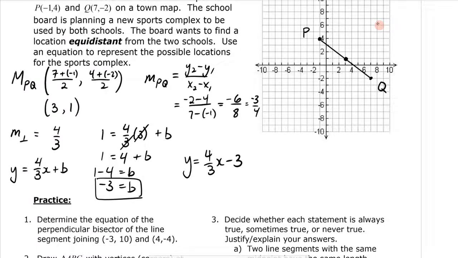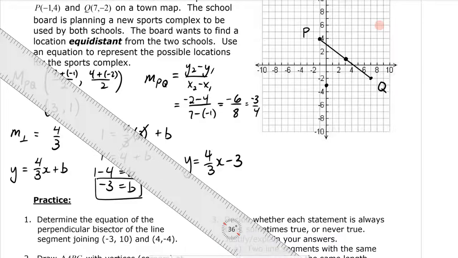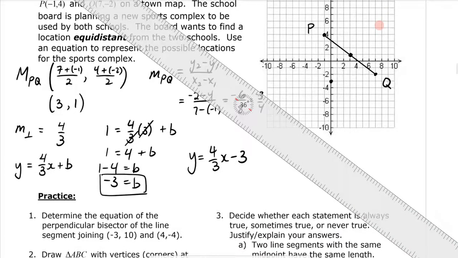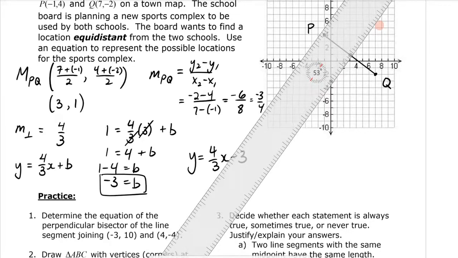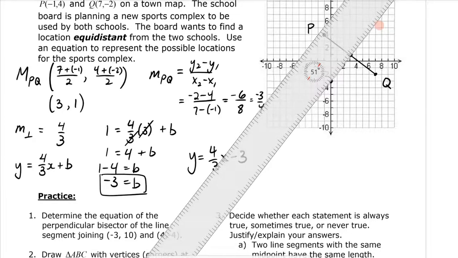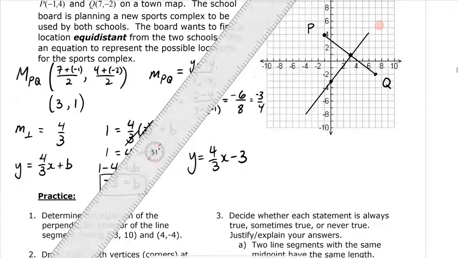And I can plot this on my grid. Here's minus 3, it's my y-intercept. Take out my ruler again, and I'm going to draw the perpendicular bisector. Okay, and there we go. Show it's a 90-degree angle.